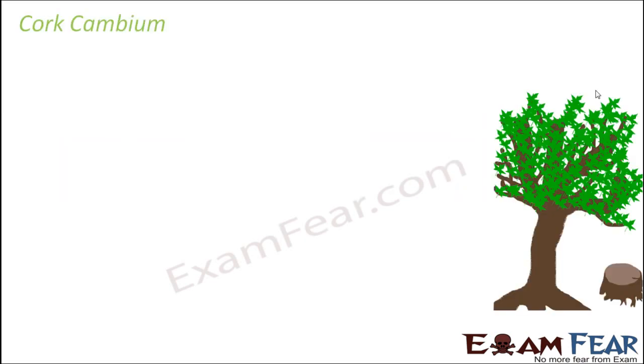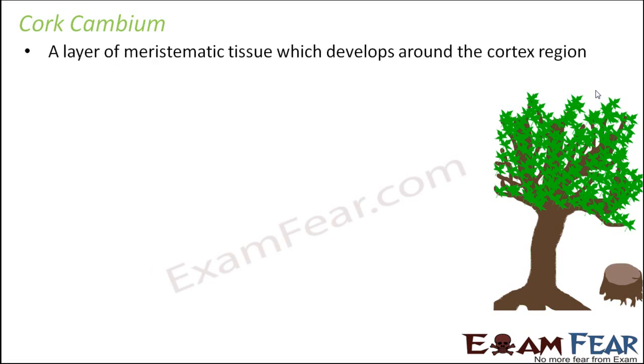Talk about the next type of cambium, that is the cork cambium. So this is again a layer of meristematic tissue which develops around the cortex region, and that is why it is called cork cambium. Right? So two meristematic layers basically develop, one in the vascular region and the other one in the cortex region. You know what is cortex, right? The endodermis and the parenchyma cells together is known as cortex.